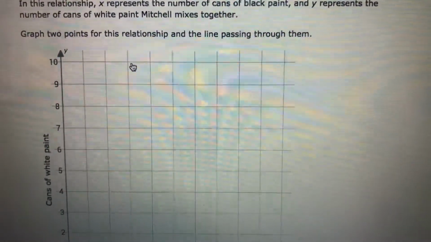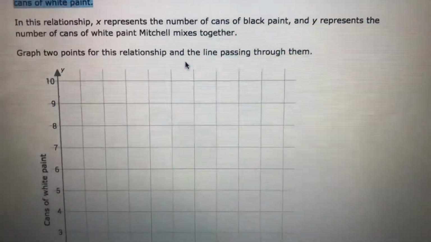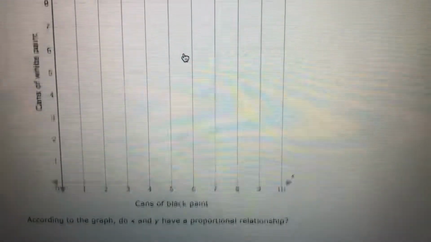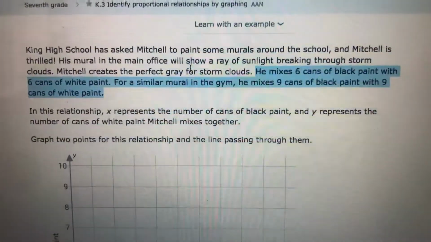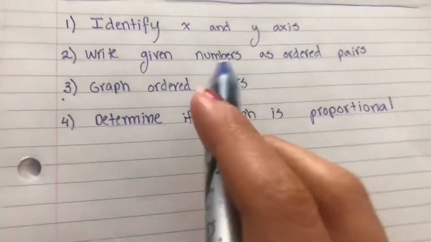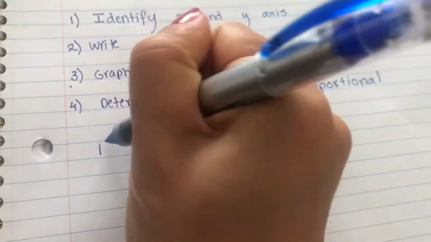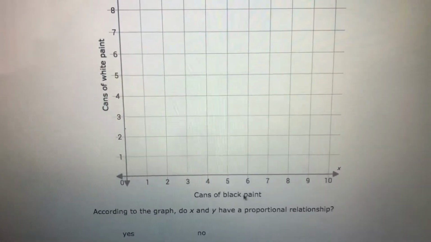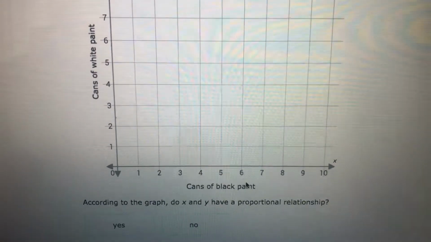It says graph the two points for this relationship and the line passing through them. So first thing that we need to do, I'm going to give you the CFS because this might seem like a lot. So here's the first step. The first step is that we need to identify the X and the Y axis. Okay, so for step 1, if I look at the graph right here, my x-axis, which is horizontal, remember it's side to side, is black paint.